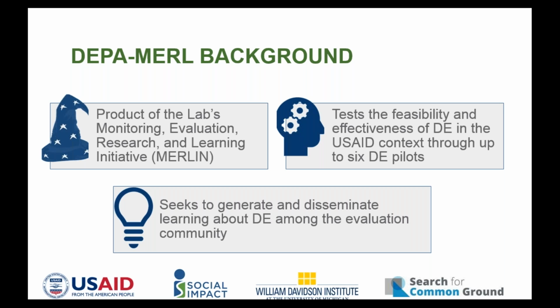And as part of this, the lab's mandate within the agency is to bring innovation to USAID. So what they've done on the MERLIN program is try to experiment with different M&E approaches that have not been used at the agency previously. So we, with our partners, which are named below, Search for Common Ground is one, and the William Davidson Institute at the University of Michigan is another, have joined together to try out developmental evaluation at USAID, and we are doing up to 6 during the course of this particular project.